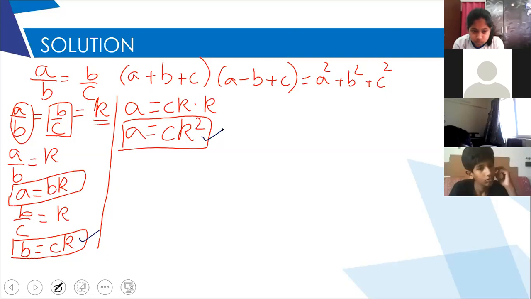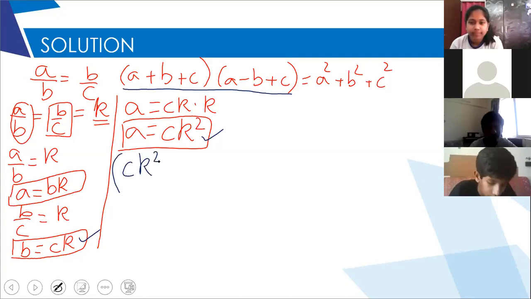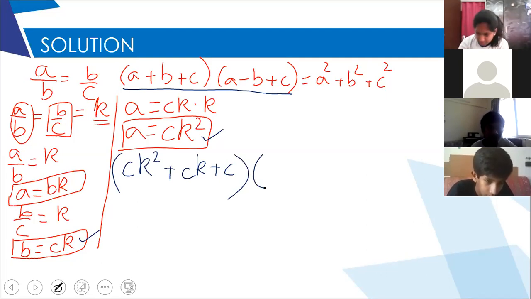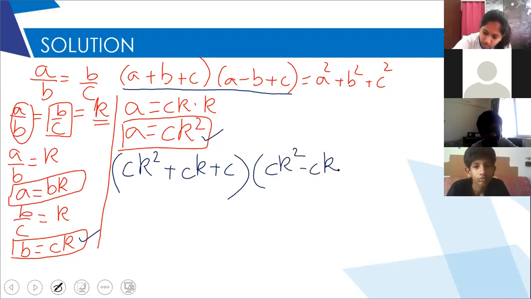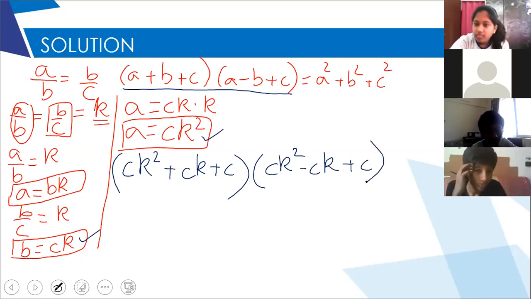Now simply what you have to do in the given expression, on the left side, you will put the value of A as CK square, value of B as CK, and value of C as C only. In the second bracket also, A is CK square minus CK plus C. You have just got rid of all A, B, C and you have just got C and K only.